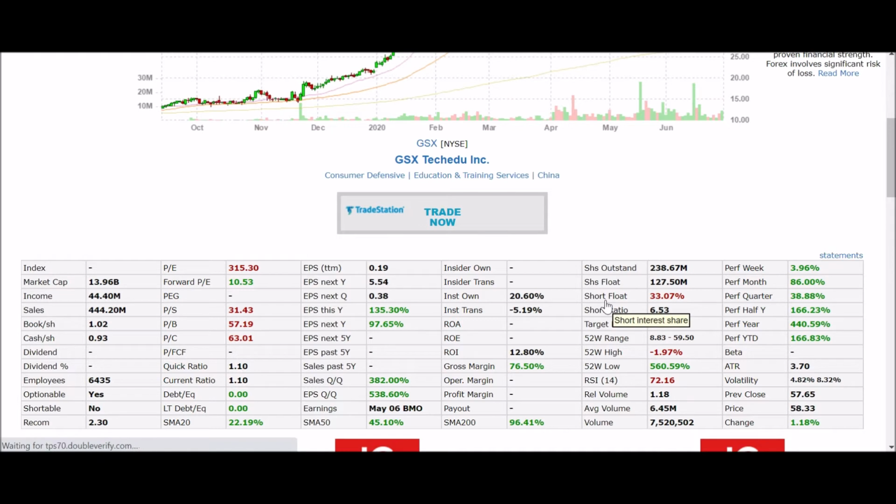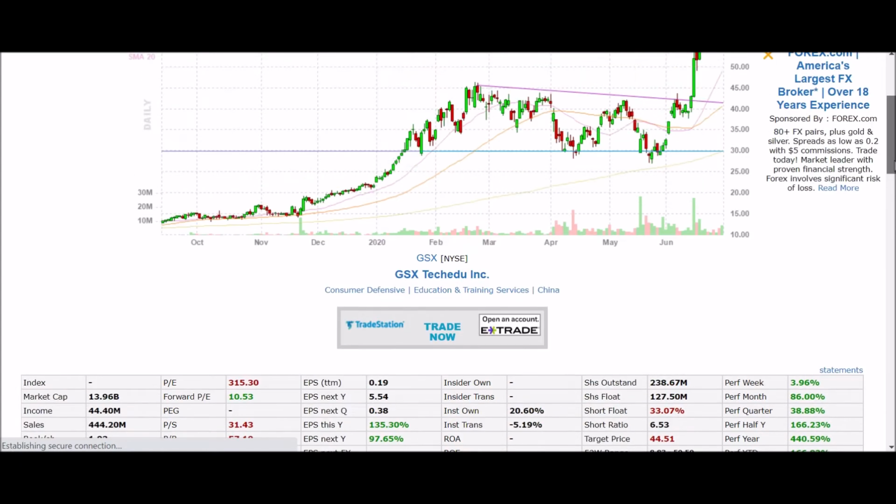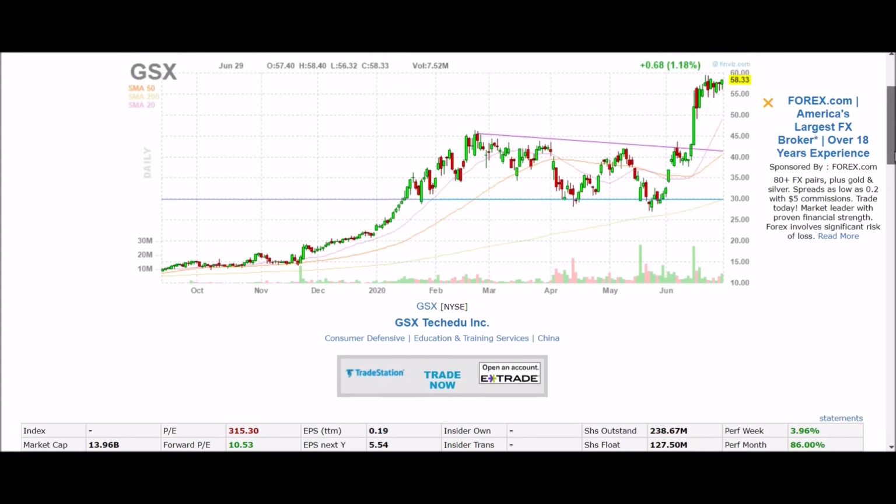You have to take some of this with a grain of salt. Do a little more research. Don't just blindly go into these. You really want to study the chart. But it's a good way to kind of dial it down, and it's a good way to find things. It's a good way to identify the stocks that might explode on these short squeezes.